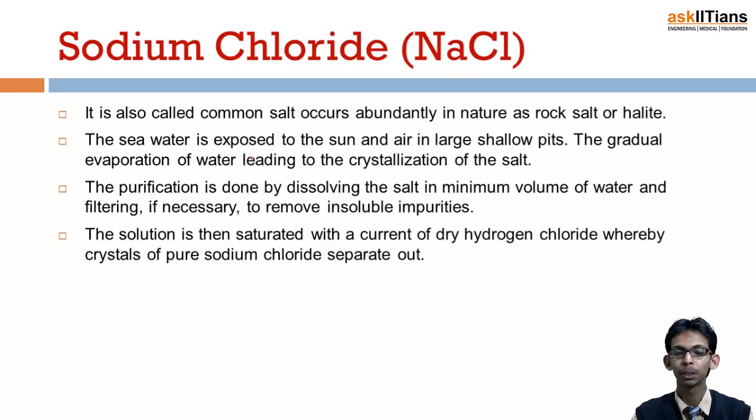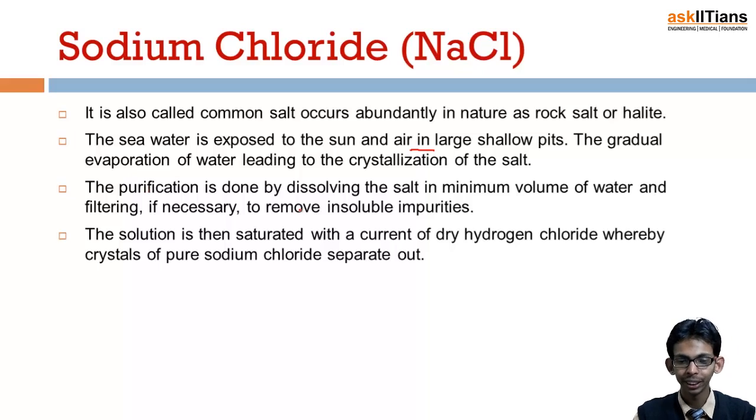What is done is that seawater is exposed to sun and air in large shallow pits. The gradual evaporation of water leads to the crystallization of the salt. This sodium chloride salt is dissolved in seawater in large amount, so when we evaporate the seawater, it leaves behind the white crystalline sodium chloride and the water gets evaporated.